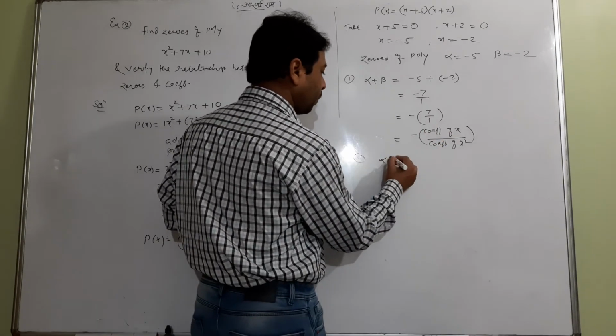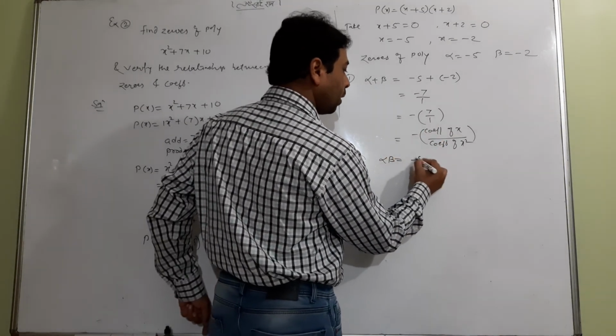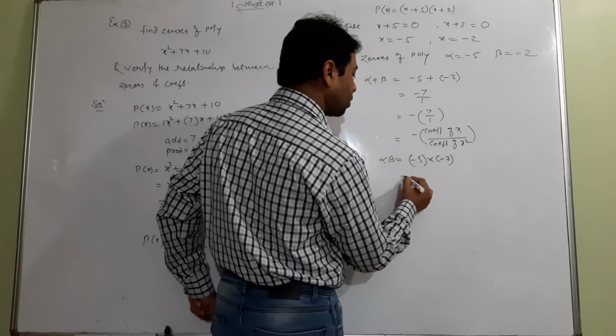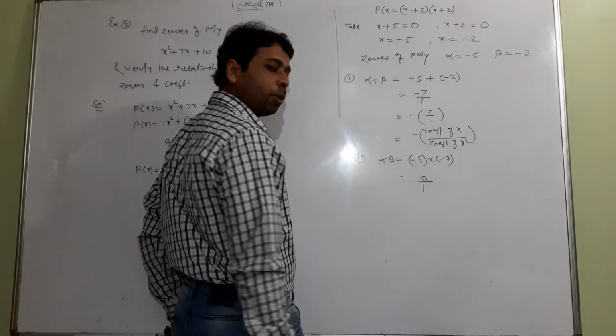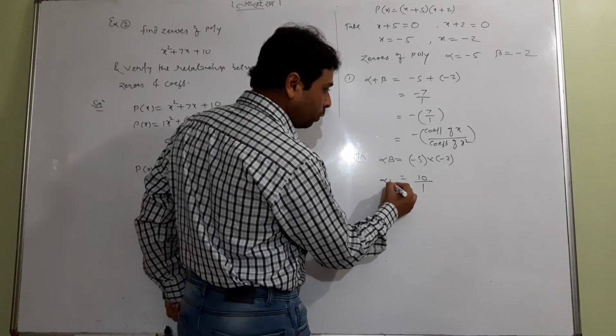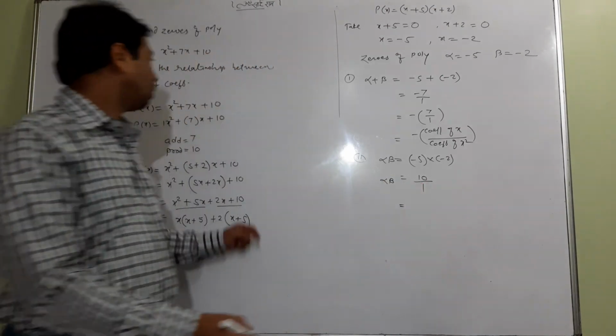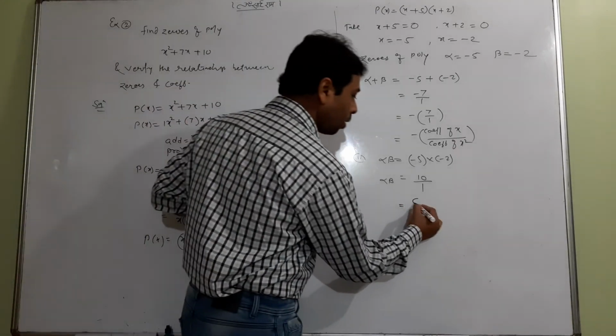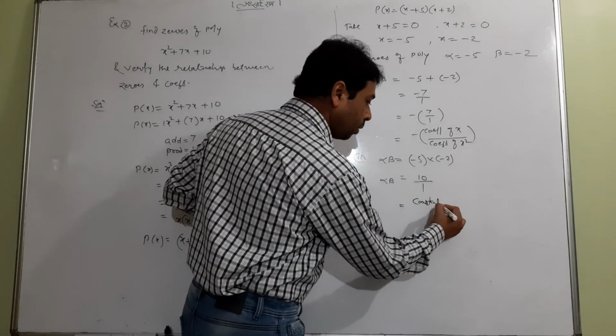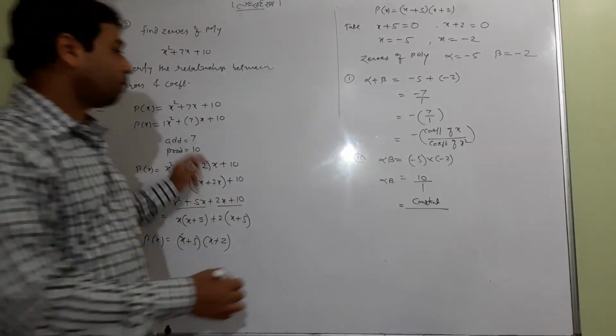Second, I will go with alpha into beta, which is minus 5 into minus 2, which is 10. And 10 is upon 1. I have told you that alpha into beta is always positive, which is already positive. So what is 10? Look at the constant term. Constant term upon what is 1? It's the coefficient of x square.